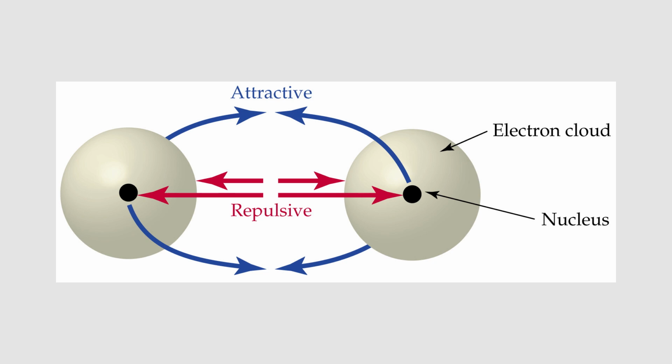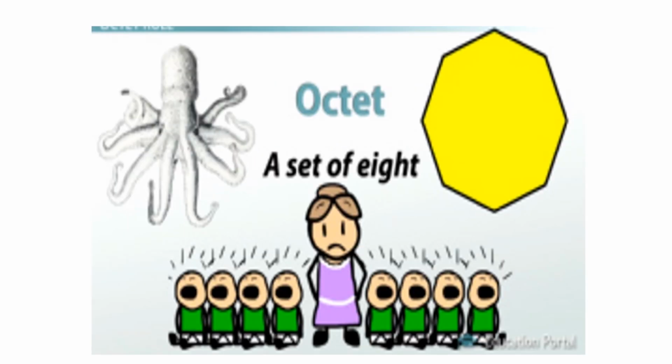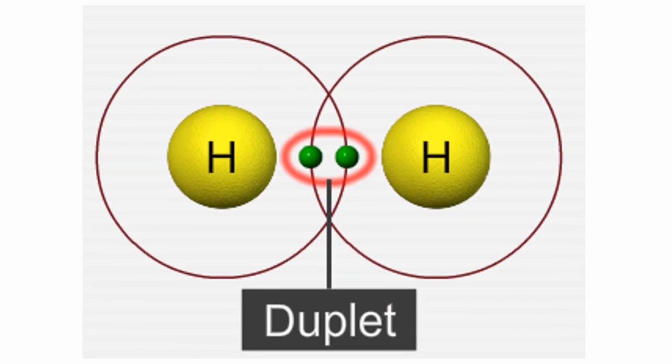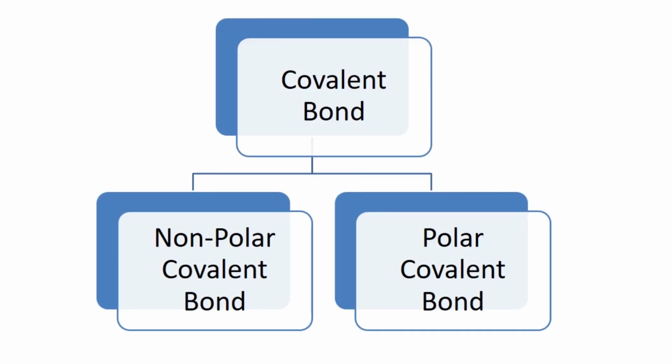They have a stable balance of attractive and repulsive forces between atoms. Atoms will covalently bond with each other in order to gain more stability. The stability is attained as the outermost shell of an atom has a complete octet, or duplet in case of hydrogen, namely noble gas configuration. There are two types of covalent bond. One is non-polar covalent bond, another one is polar covalent bond.